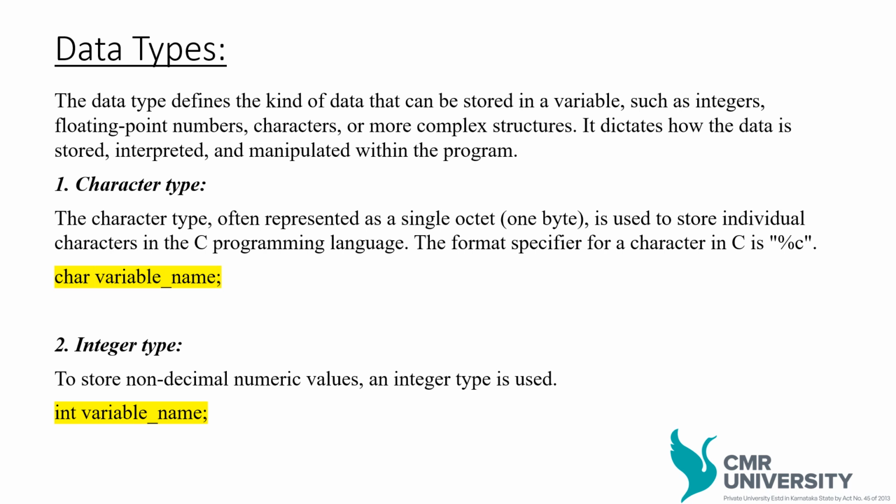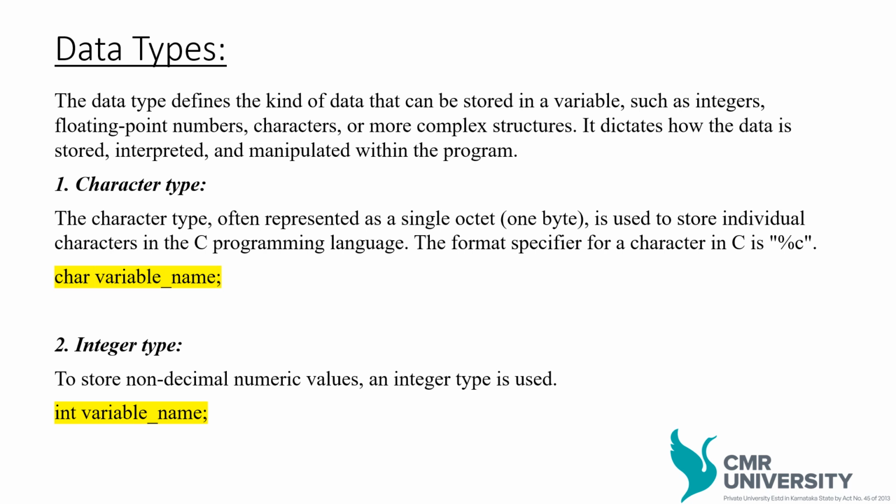Next, we will go through the data types. The data type defines the kind of data that can be stored in a variable, such as integers, floating points, characters, double, float, and many other complex structures. It dictates how the data is stored, interpreted, and manipulated within the program. So let us go through the data types first.